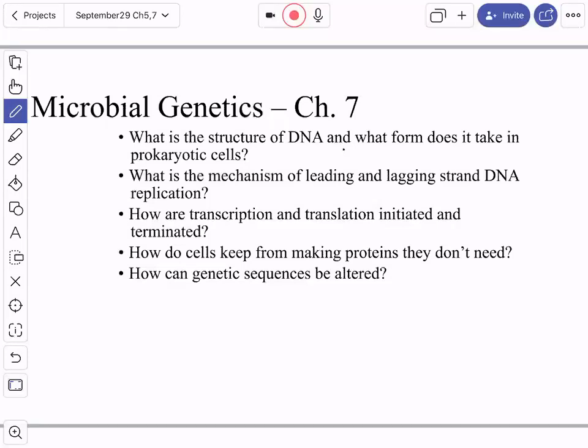Probably next time into how RNA is made, transcription, and how proteins are made from messenger RNA. That's translation. A little bit about regulation. It's very expensive energetically to make proteins. So how does a cell keep from making proteins that it doesn't really need? And then we will finish up with a little bit on mutation and describe some different kinds of mutations and things that act as mutagens.